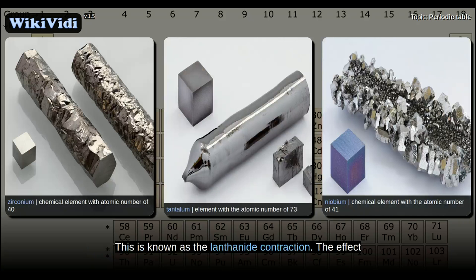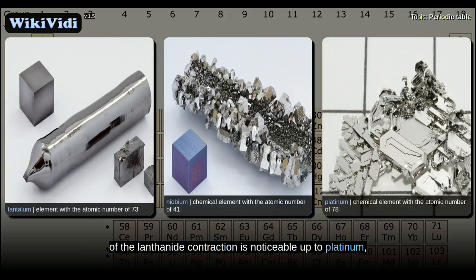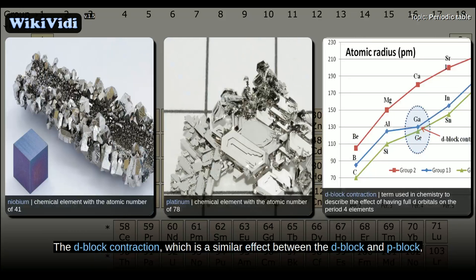The effect of the lanthanide contraction is noticeable up to platinum, after which it is masked by a relativistic effect known as the inert pair effect. The d-block contraction, which is a similar effect between the d block and p block, is less pronounced than the lanthanide contraction, but arises from a similar cause.